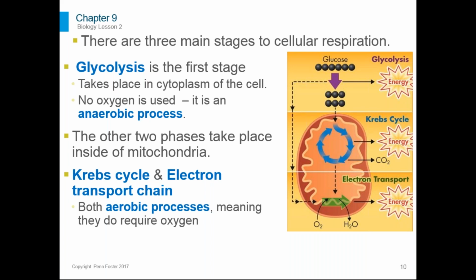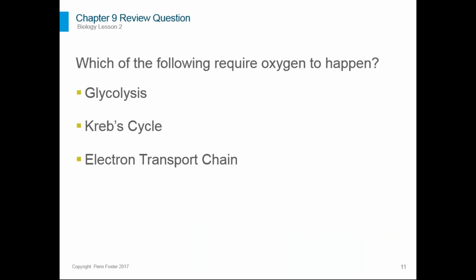So we'll look at each of these stages in more depth, but first we've got a review question. Just to go over some of what we've learned already, we've got some review questions spread throughout this presentation. So which of the following require oxygen to happen? Glycolysis, the Krebs cycle, or electron transport chain? So I'll give you a few seconds to think about it, and then we'll go over the answer.